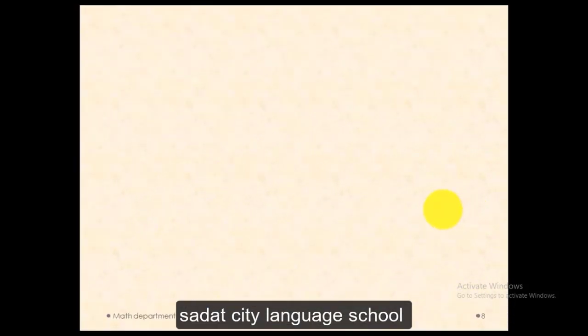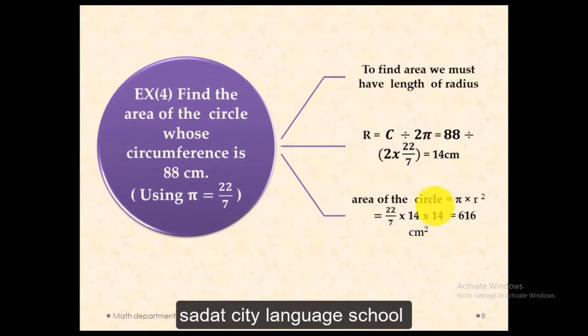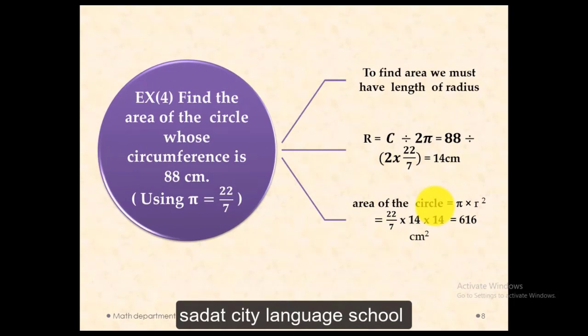The next: find the area of the circle whose circumference is 88 centimeter using pi equal 22 over 7. Here he gave what? He gave the circumference of the circle. We said to find the area of a circle we must have the length of the radius. Can we find the length of the radius from the circumference? Yes, we take the relation between circumference and radius.